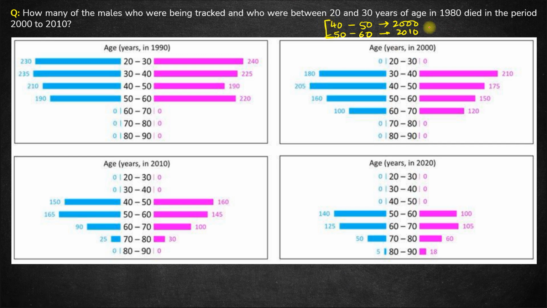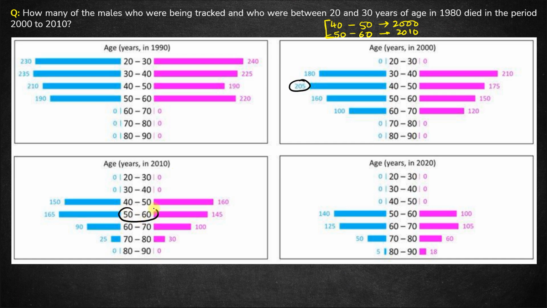Okay, so let's look at 2010. In 2000, the number of people in the age bracket of 40 to 50 is 205. So we are looking at only males, not even females. So there are 205 males who are in the age bracket of 40 to 50 in 2000, and these are the same people who would have been in the age bracket of 20 to 30 in 1980. Out of these 205 males, in the next decade they would shift in the age bracket of 50 to 60.